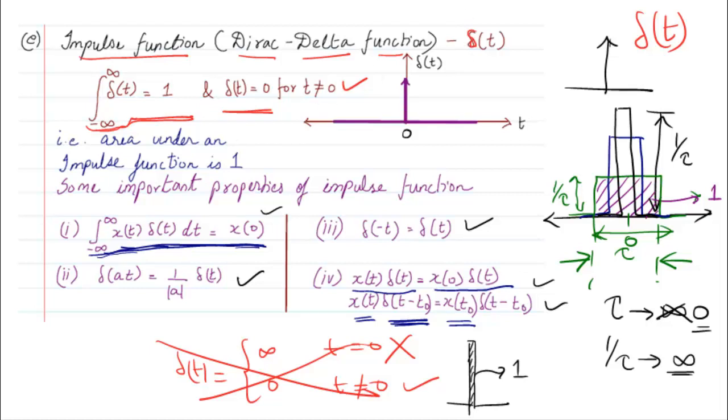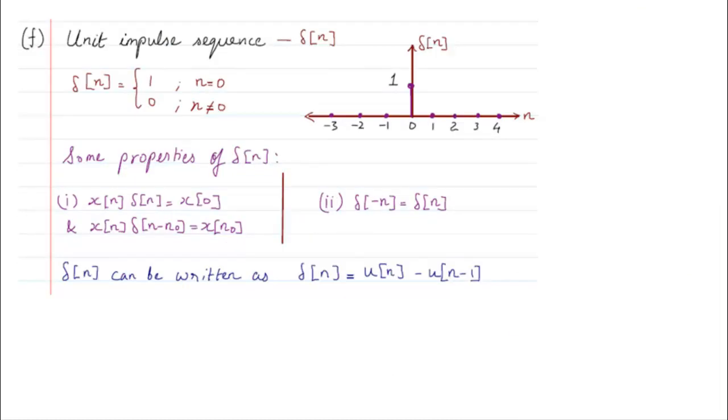Now let us look at the discrete time sequence of an impulse function. As you can see here, a unit impulse function is a very simple signal which has a value 1 at n is equal to 0, and at all other times its value is 0. Because of the 1, it is called a unit impulse sequence. As I already told, sequence means it's a discrete time signal.